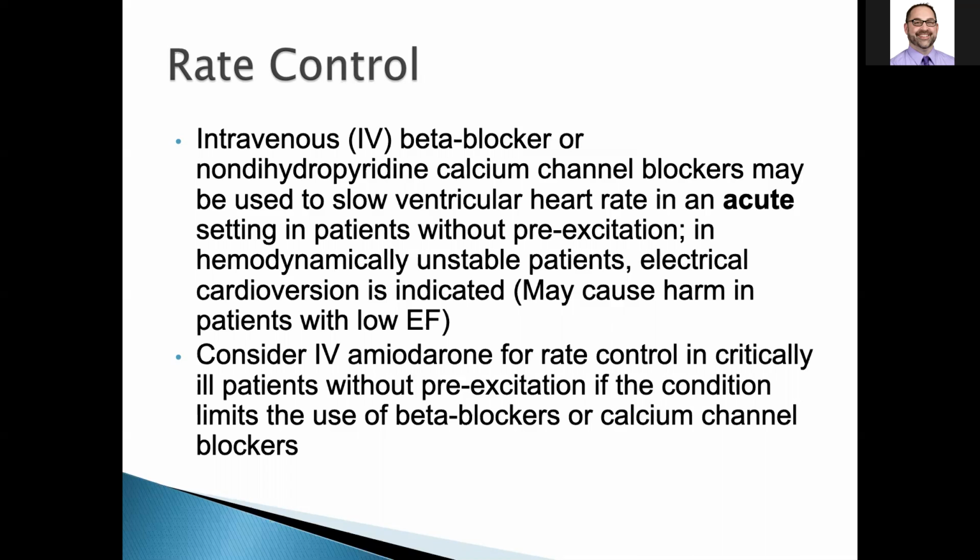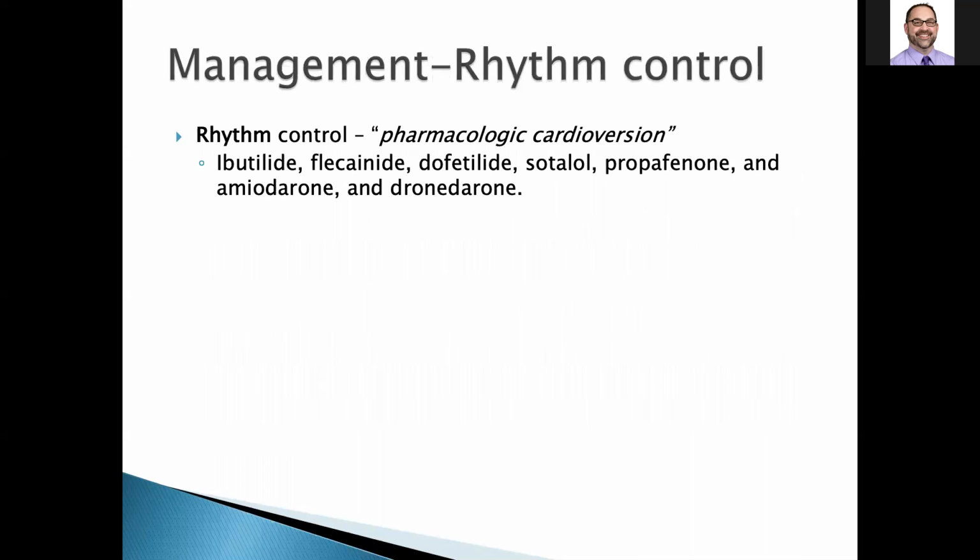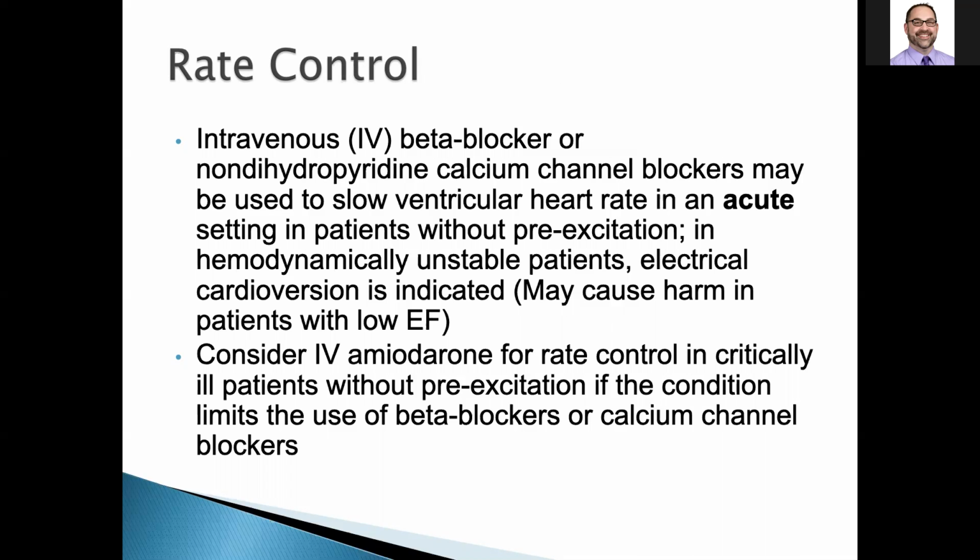Consider IV amiodarone for rate control if you have conditions where the patient can't utilize a beta blocker or calcium channel blocker. This is especially important in the post-op cardiovascular surgery realm. Many times we use IV amiodarone for rate control, and with the rate control, we'll convert the patient. It doesn't mean they need to be on long-term amiodarone. A lot of times one dose can help with rate and conversion.